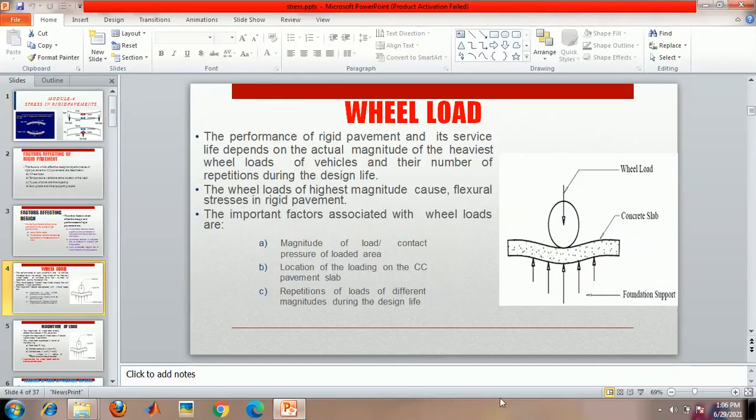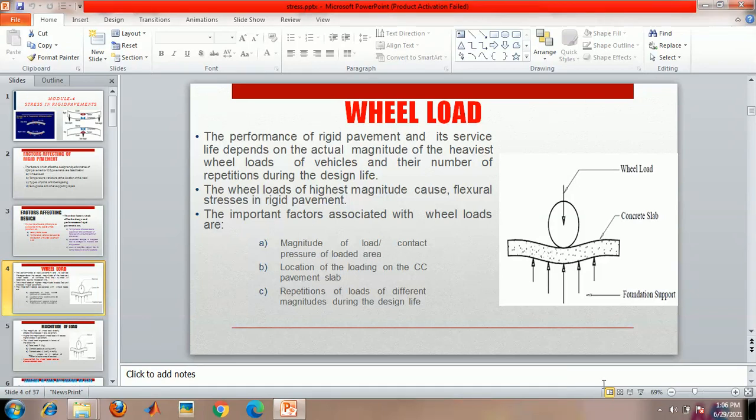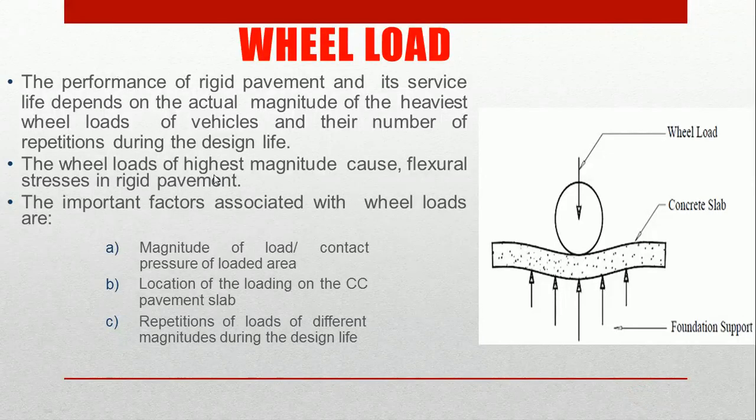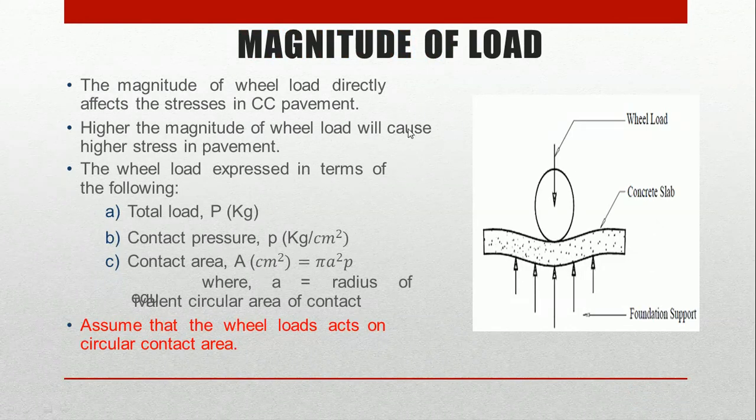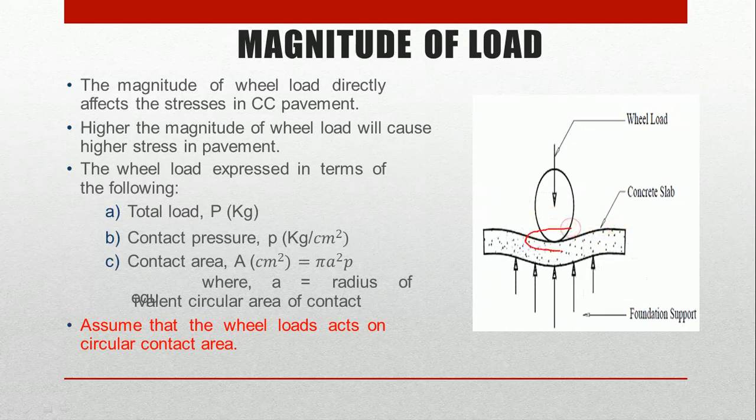The next parameter that is affecting the rigid pavement is the magnitude of wheel load. So how much wheel load is coming, that is the magnitude, the type of total load, the contact area, and the contact pressure. So all these parameters are included in the wheel load itself.